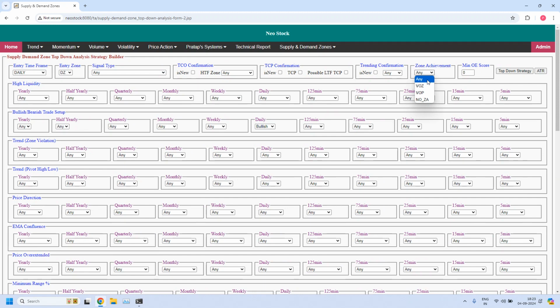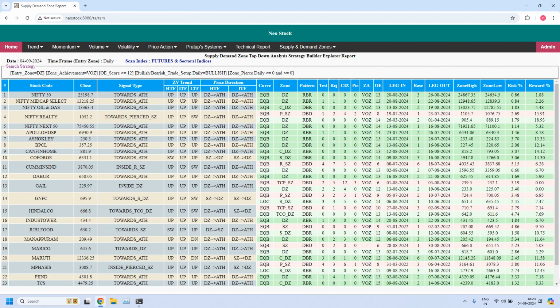If pierced count is 0, the zone is not pierced. Next, zone achievement should be always violated opposing zone, VOZ. And a minimum odd enhancer score for bullish or bearish trade setup should be 12. And all the three filters, whatever we set, now they are applied to daily demand zone. So with these filters, let us filter the stocks. So all these stocks are currently supporting bullish trade setup for monthly income trade. That is entry time frame is daily.